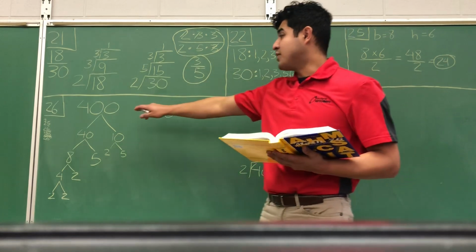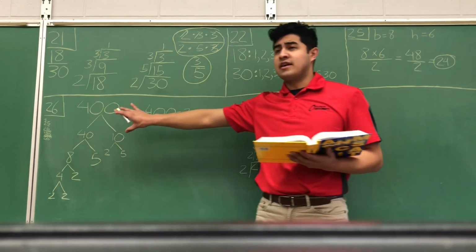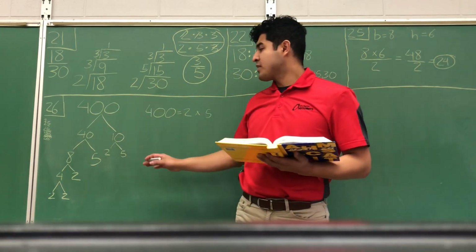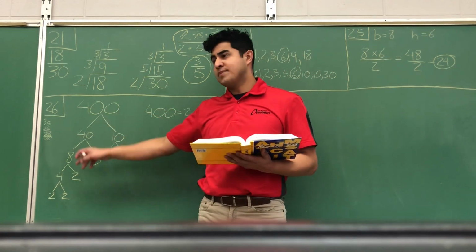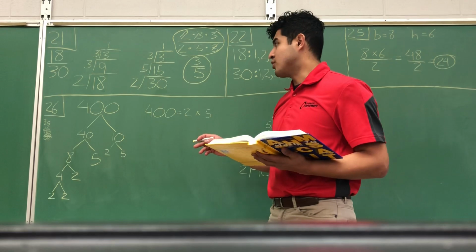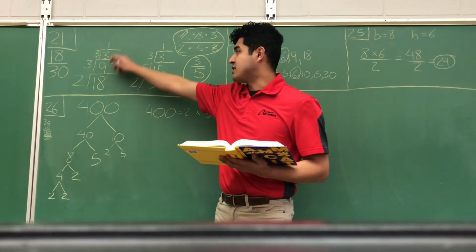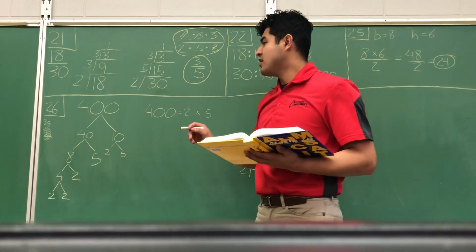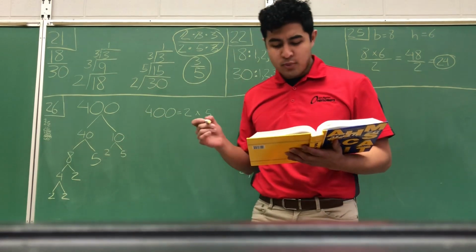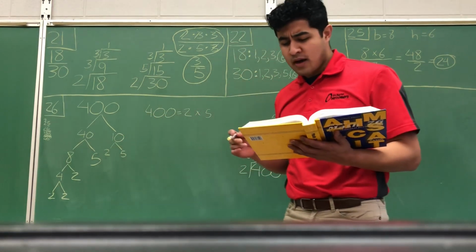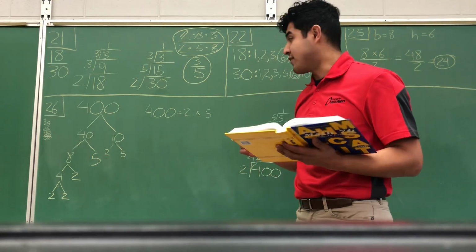I wasn't here with you guys. You guys went over this in lesson 72 and 73, and we're not used to doing the prime factorization tree. I usually have you guys do your prime factorizations, stacking them up like this. But this is what they're asking for in number 26. They want the prime factorization of 400 using a factor tree.